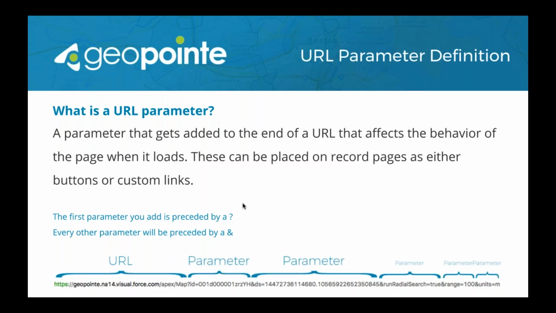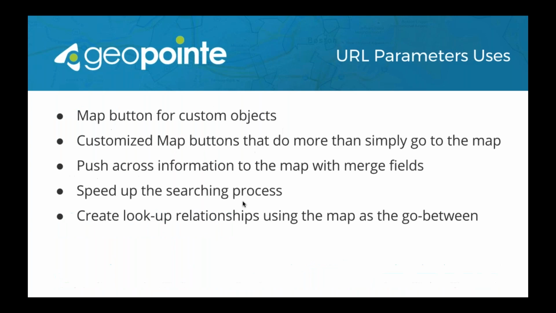So in the case of this example, it's saying go to the map, centered around this particular record ID, and then I want you to run a radial search on a particular data set out 100 miles. That is what those parameters are doing. So let's break that down a little bit more. Or actually, let's go over uses first, and then we'll break it down. Here are some of the things you can do.